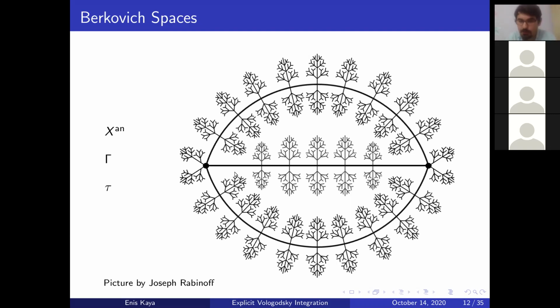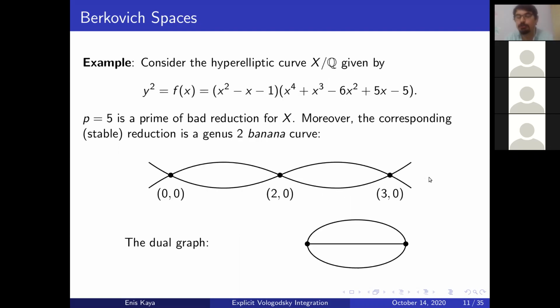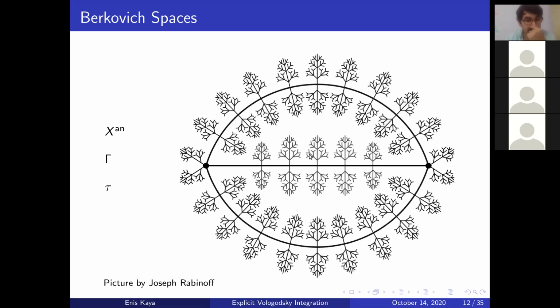So it represents our curve. First of all, this is the complete curve. And here we have two vertices, and here we have 3 thick lines, one here, one here, one here. And this is the skeleton. And notice that this is exactly the dual graph. So recall that Gamma is a closed subset of our curve, which is homeomorphic to the dual graph of the special fiber.